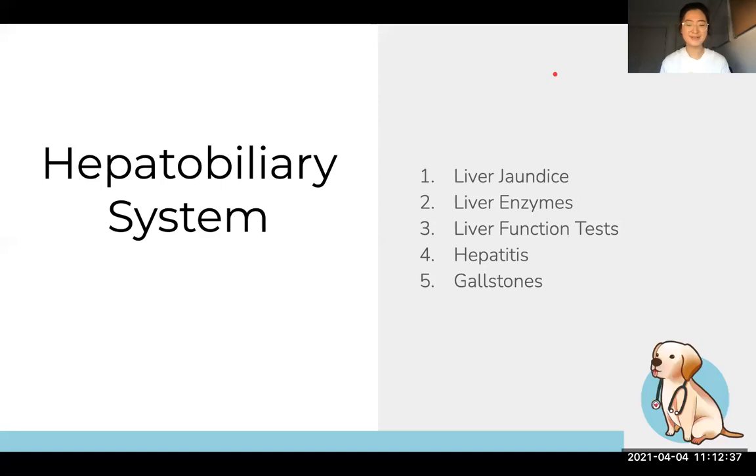Alrighty, so kind of part 2, although this will probably be put together in a single video. But now we will pretty much be talking about the hepatobiliary system. So hepato referring to the liver, biliary, kind of the biliary tree. So we'll be talking about liver jaundice, liver enzymes, function tests, a bit about hepatitis, and a little bit about gallstones as well.